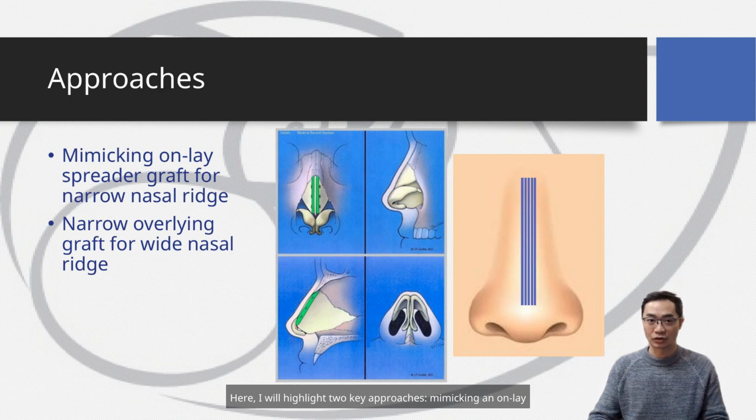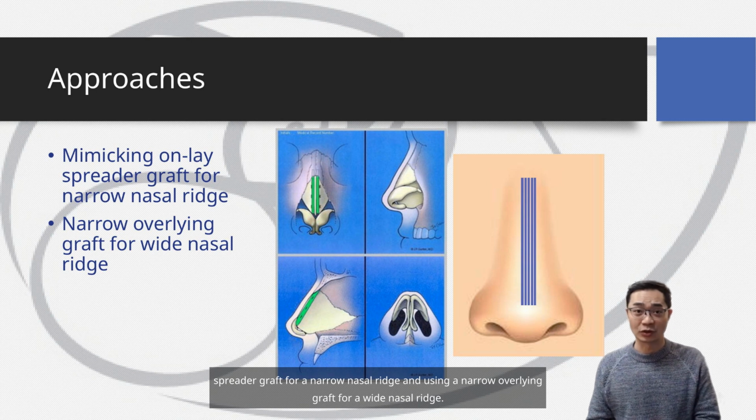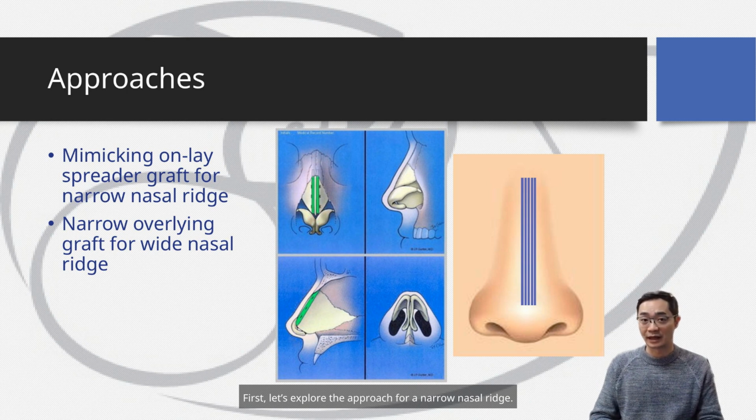Here, I will highlight two key approaches, mimicking an onlay spreader graft for a narrow nasal ridge and using a narrow overlying graft for a wide nasal ridge. First, let's explore the approach for a narrow nasal ridge.